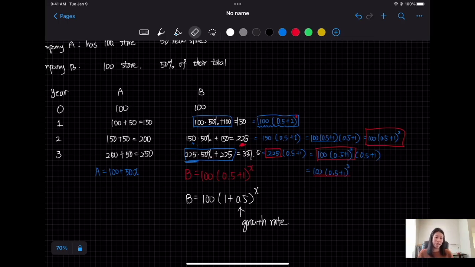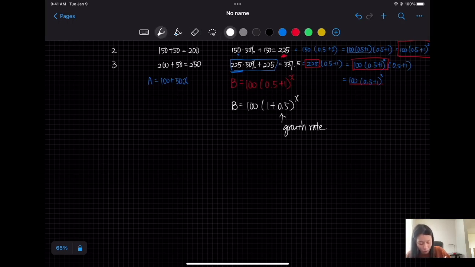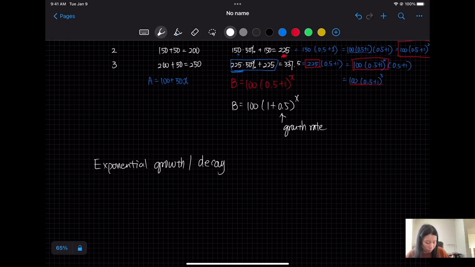Sometimes it could be decay. If they shut down 50% of their companies each year, then instead of plus 0.5, we're going to have minus 0.5. So in general, an exponential growth or decay function, if it's decreasing we call it decay, is a function that grows or shrinks at a constant percent growth rate.